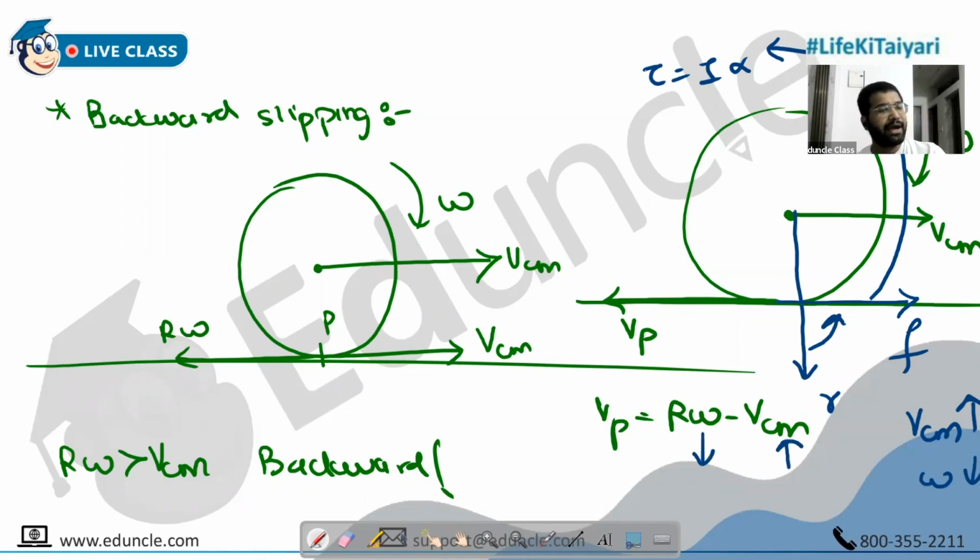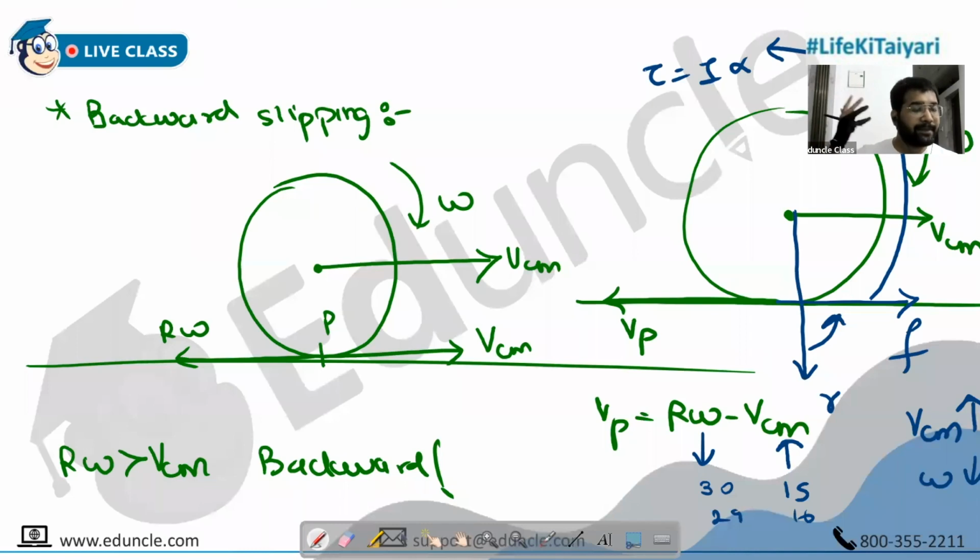Again, until when will this keep on happening? Until they become equal. Same story. Suppose this was 30, this was 15, this is decreasing, this is increasing. Same story: 29, 16, 28, 17, 26, 18, and until they become equal, it will keep on happening.